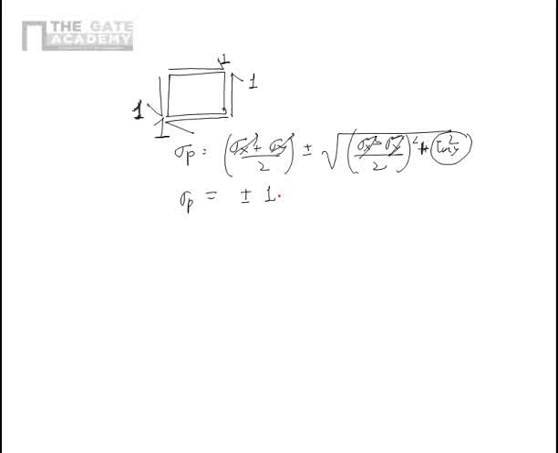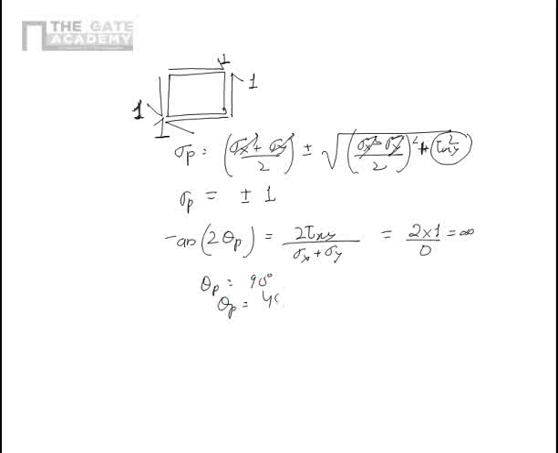Now let us see about what plane they are occurring. So we know that the planes are given by this formula, tan 2 theta p is equal to 2 times tau xy by sigma x plus sigma y, which is 2 into 1 by 0, which is infinite. So 2 theta p is 90 degrees, which means theta p is 45 degrees.